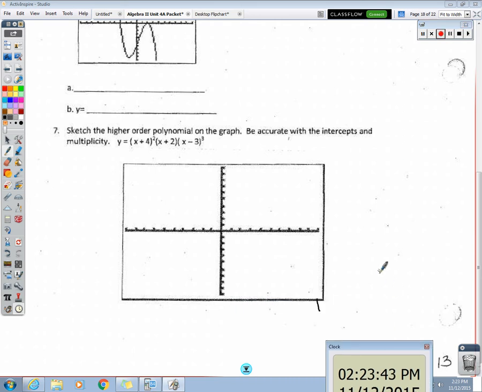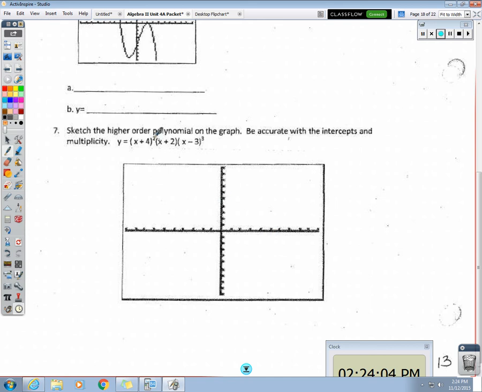Alright, sketch the higher order polynomial on the graph. Be accurate with the intercepts and multiplicity. So for this question, they went ahead and gave us the equation in factored form. They want us to take that information and graph it without a graphing calculator. So don't graph this on your calculator. You're going to be able to do it without it.